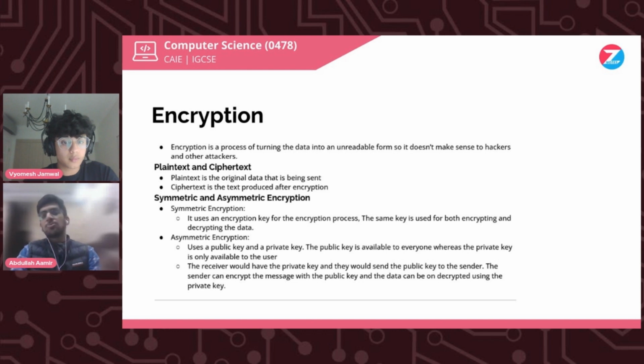Now encryption. Let's just say we are transmitting data and we need the data to be safe. That is another problem that we have to tackle. And the thing is that we encrypt the data. Encryption is the process of turning data into an unreadable form. So when anybody intercepts the data, he or she is unable to make any sense of it.